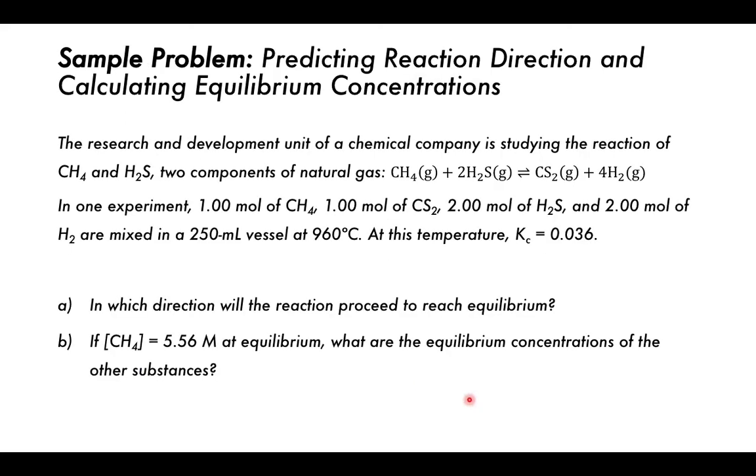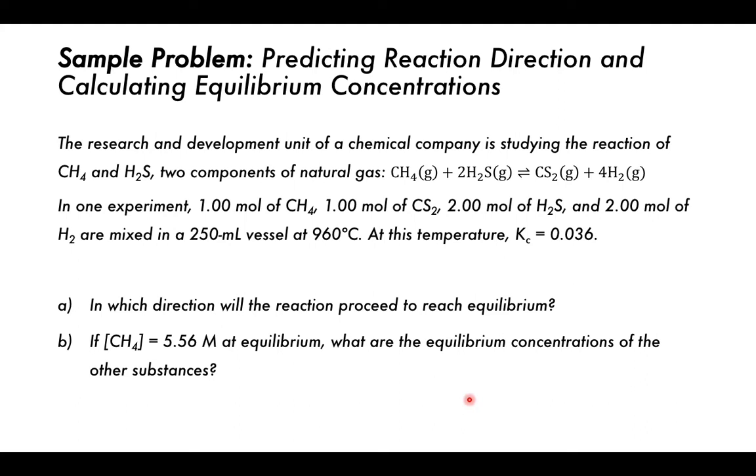Next problem then, predicting a reaction direction and calculating equilibrium concentrations. The research and development unit of a chemical company is studying the reaction of methane and hydrogen disulfide, or dihydrogen sulfide, two components of natural gas. Methane plus H2S give CS2, carbon disulfide, plus 4 hydrogen molecules.